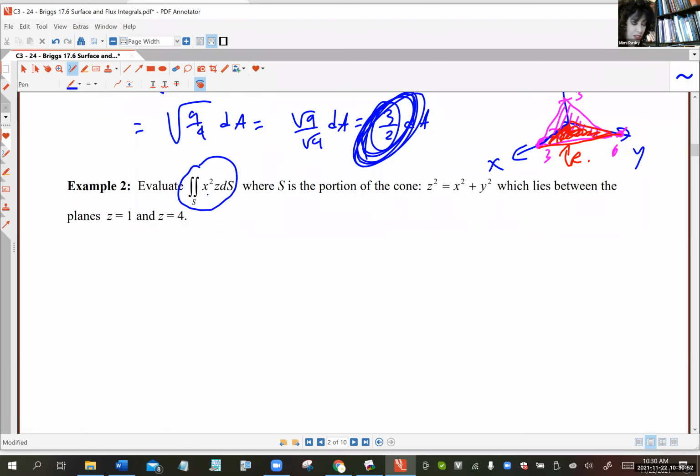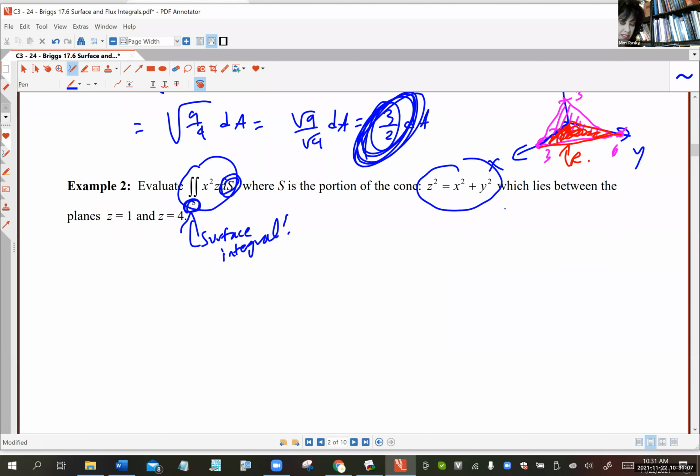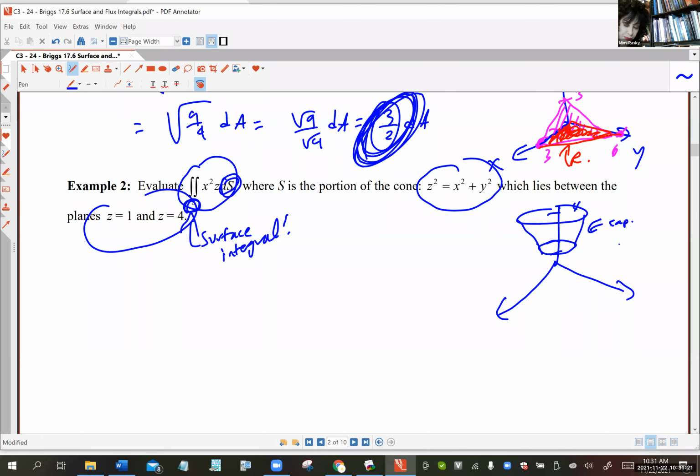So how do I know that's a surface integral? Well, look at the S. That means surface integral. Do you see an S there? That's a dead giveaway. You got a surface integral, and then you got the dS, and that's that big old radical. So what do we have here? This is the surface. It's a portion of a cone that lies between z equals 1 and z equals 4. So it actually looks a little bit like a funnel right there. It's a piece of a cone. So that's the capping surface.